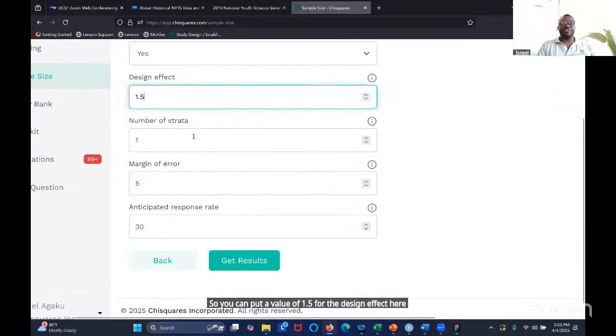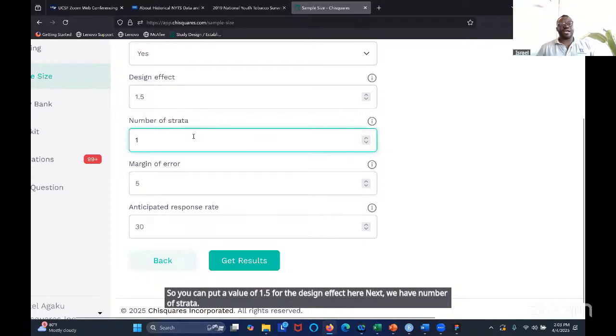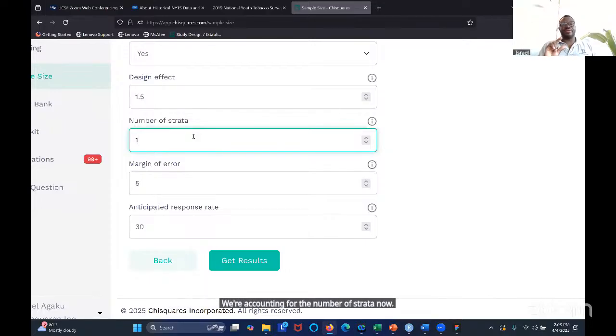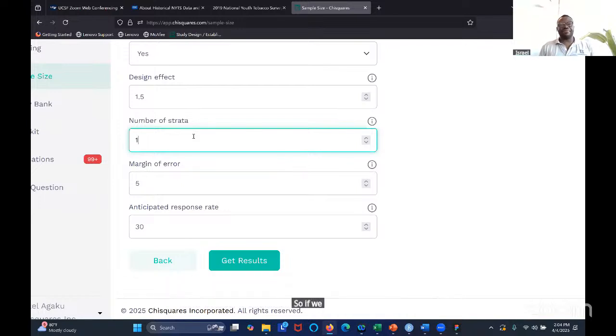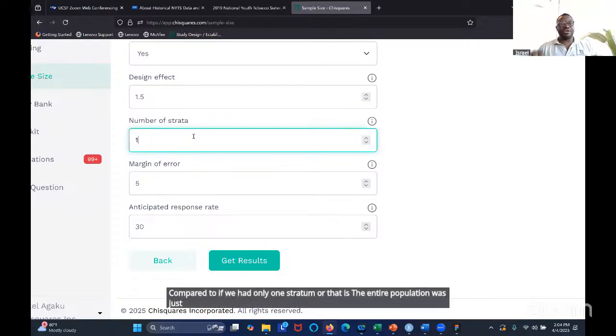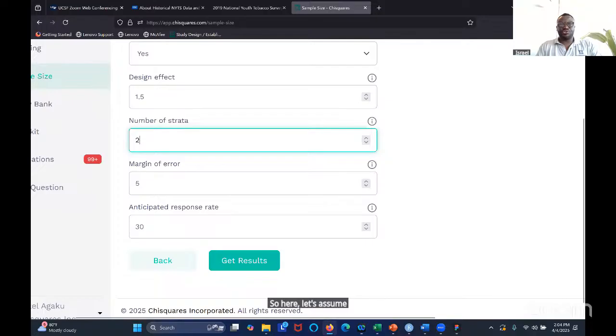Next, we have number of strata. We're accounting for number of strata now. The number of strata exponentially increases the sample size. So if we have 2 strata, that means our sample size will be doubled. If we have 4 strata, that means our sample size will be quadrupled compared to if we had only 1 stratum, or that is the entire population was just one large population or no strata. So here, let's assume that we have 2 strata.